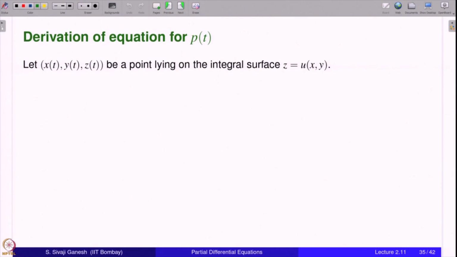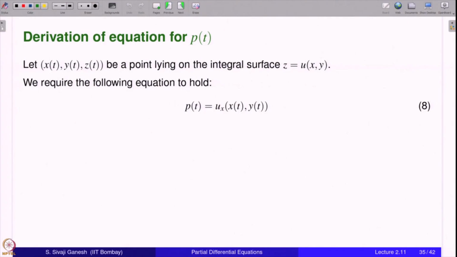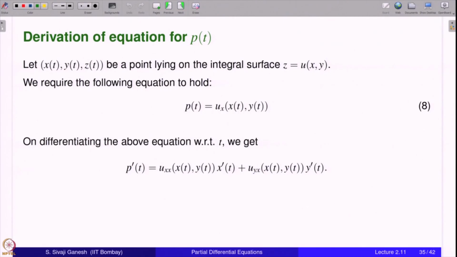And x(t), y(t), z(t) is a point lying on the integral surface z equal to u(x, y). We require the following thing to hold, namely p(t) I want it to be like u_x. So, p(t) is equal to u_x of x(t), y(t), we are demanding this, because p(t), q(t), minus 1 should be such that f of x(t), y(t), z(t), p(t), q(t) should be equal to 0. So, p is supposed to play the role of u_x along the curve x(t), y(t). So, that is my p(t), we want this.